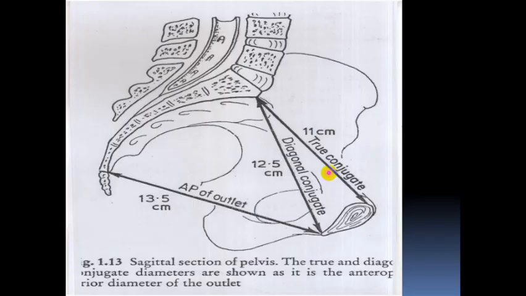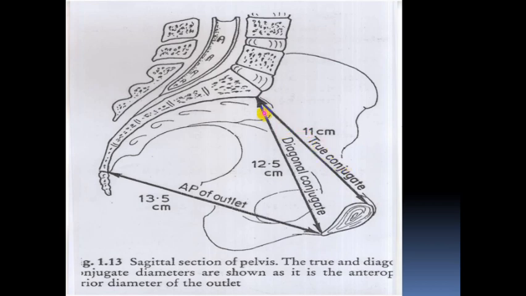We have two important definitions that you may encounter during your assessment in obstetrics: the true conjugate and the diagonal conjugate. The true conjugate, also known as the obstetric conjugate, is the smallest diameter within the pelvis. It is the distance between the upper margin of the center of the symphysis pubis and the center of the promontory of the sacrum, and it is about 11 centimeters.